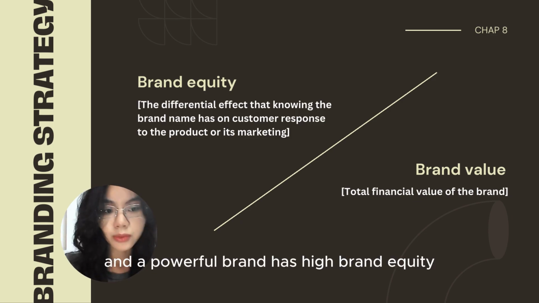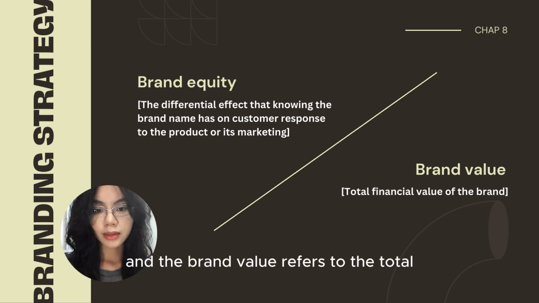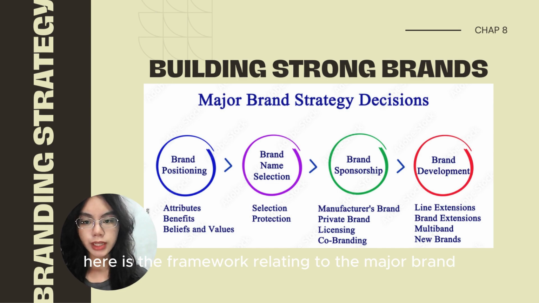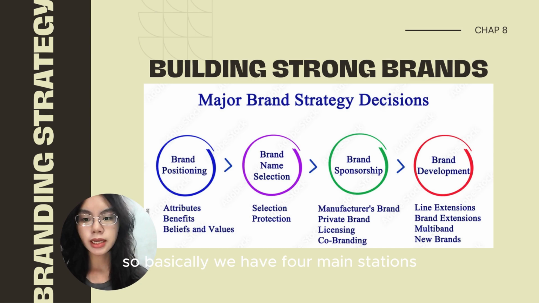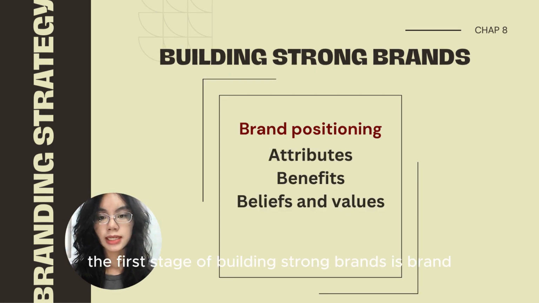And a powerful brand has high brand equity. So a brand with high equity is a very valuable asset, and the brand value refers to the total financial value of that brand. Here is the framework relating to the major brand strategy decisions. Basically, we have four main stages: brand positioning, brand name selection, brand sponsorship, and last but not least, brand development. The first stage of building strong brands is brand positioning.